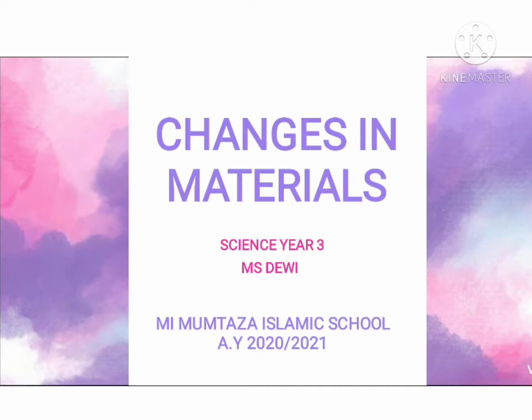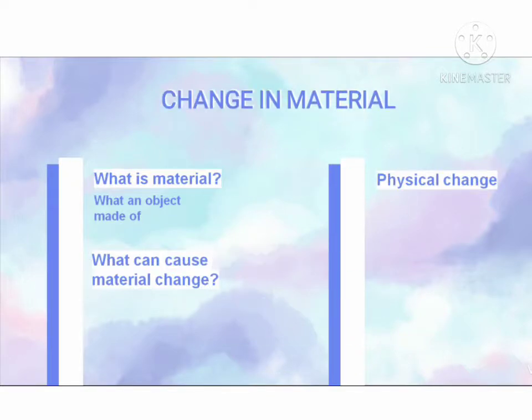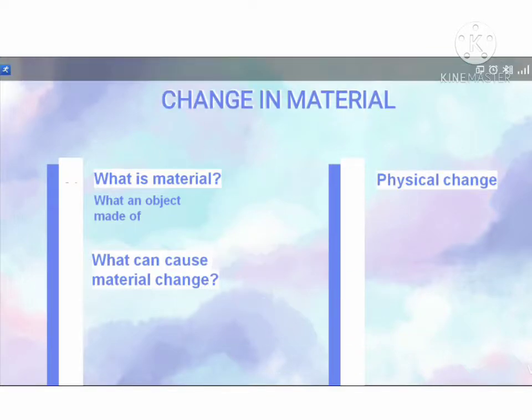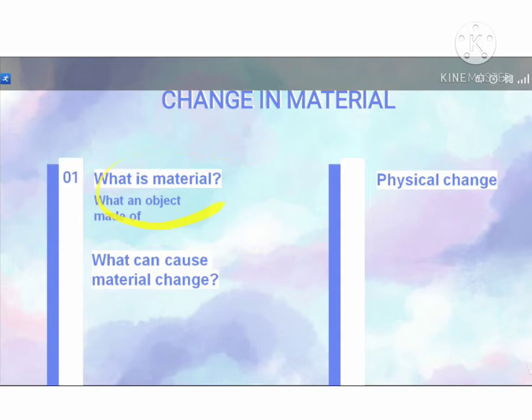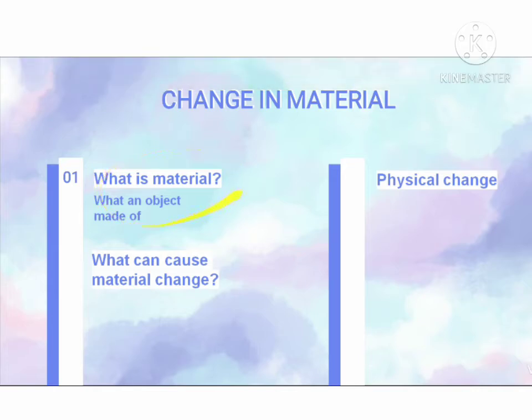Now, we are in the first chapter in our third semester. It is about change in material. What is it about? Let's take a look. So, in the change of material, we will learn about what the material is. The material is what an object is made of. You remember, we already discussed it in our previous chapter.